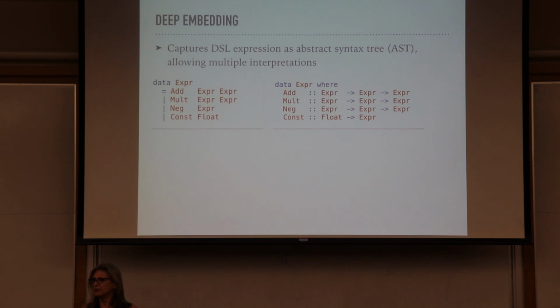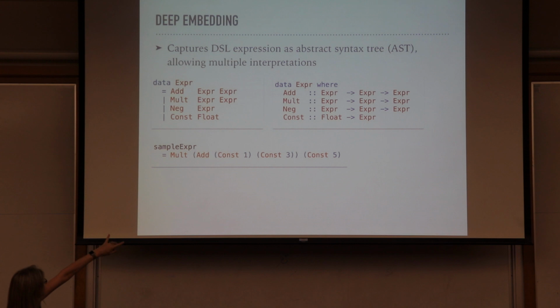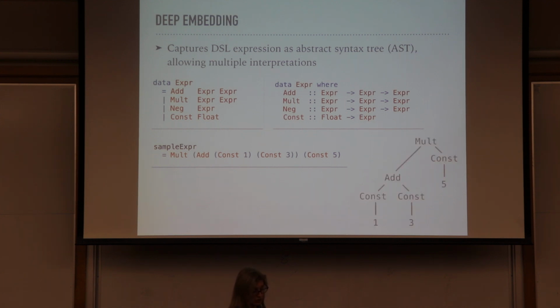I think you did some kind of ML programming last week, right? And there you would have used pattern matching. So do that, and then I can define again a sample expression, a multiplication of two constant values. All this really does is, there's no evaluation happening. All that's happening here is that internally it creates this data structure, this tree.